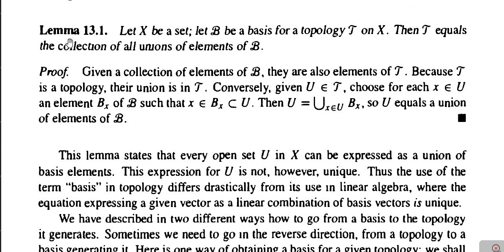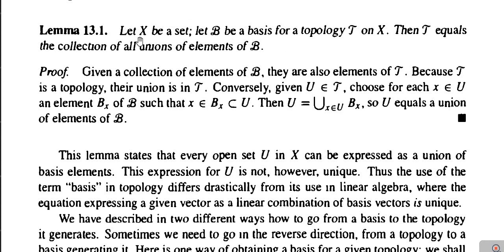Now next one, we will prove a lemma. The lemma is: let X be a set and script B be a basis for a topology tau on X. Then tau equals the collection of all unions of elements of script B.